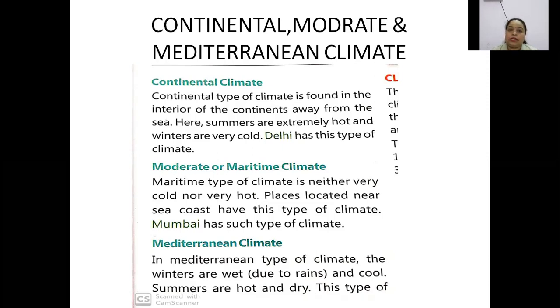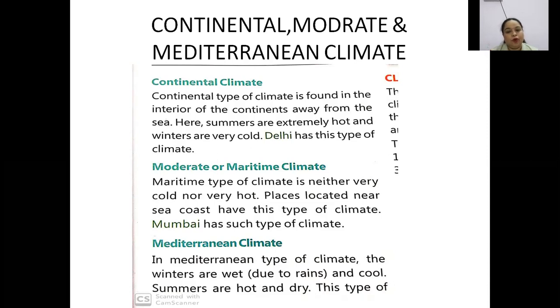I explained to you yesterday about the sea breeze and the land breeze. So the places which are situated near the sea experience this moderate type of climate, because the sea lowers the temperature in summer and increases it in winter. So those places are not so hot, not so cold. Places located near the sea coast have this type of climate.